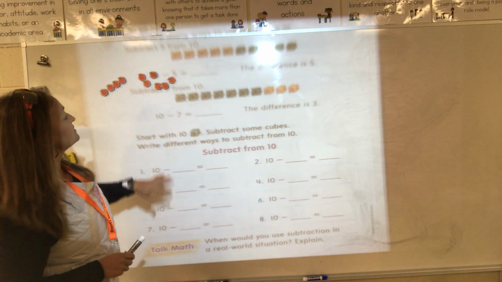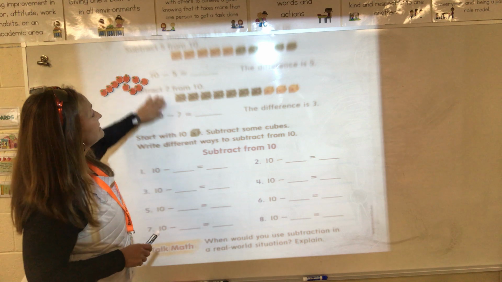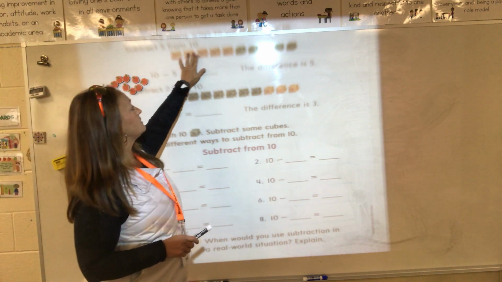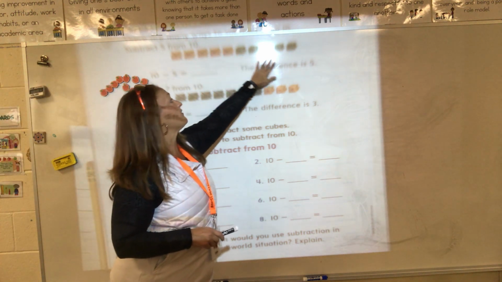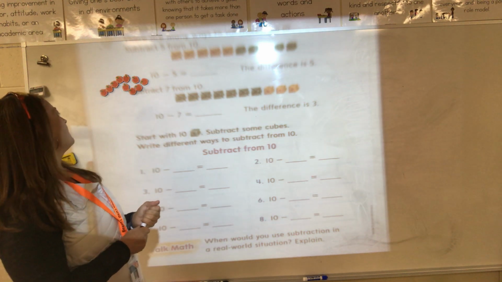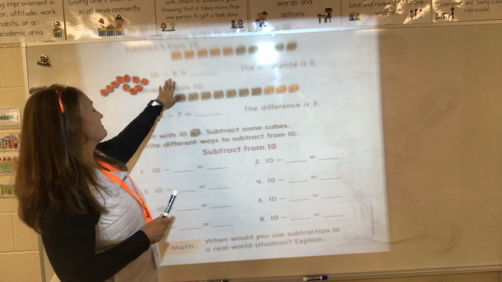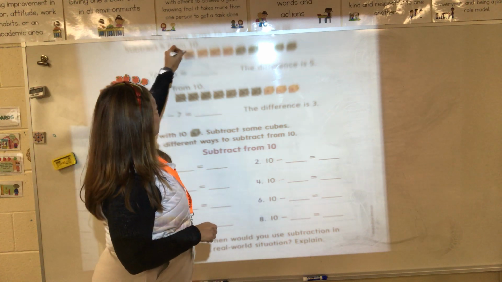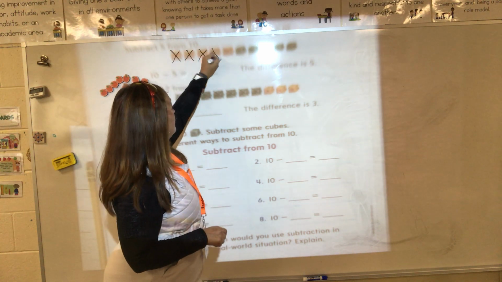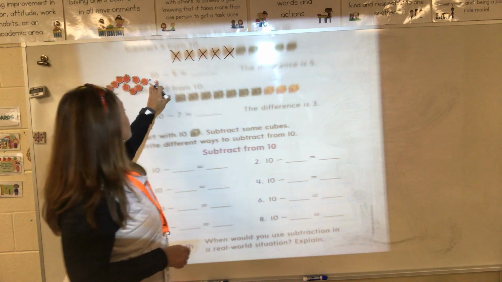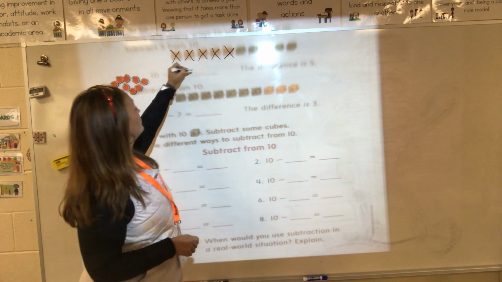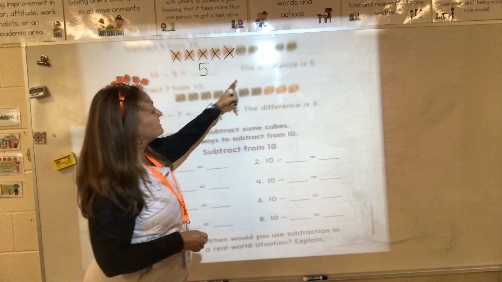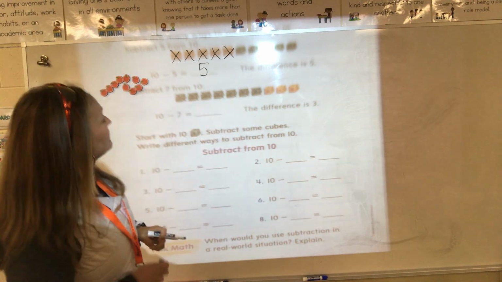So if you look at the first one, they've done the first one for us. And it says there are 10. They have 1, 2, 3, 4, 5, and another 5. And then they're going to take away 5 of them. So they have just X'd those first ones out. 1, 2, 3, 4, 5. So 10 minus 5 is 5. The difference is 5.